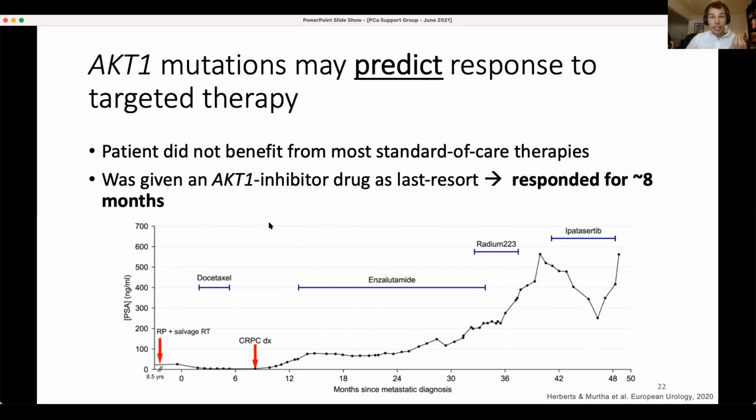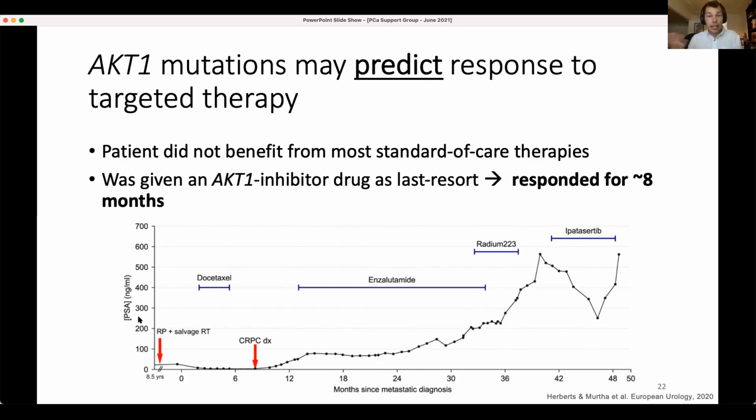On the basis of our blood test finding this AKT1 mutation, the patient was eventually given compassionate access to a drug called an AKT inhibitor. This is a drug called ipatasertib. And even though the patient had really aggressive pre-treated disease, the patient benefited for nearly 8 months on the basis of this blood test and being treated with ipatasertib. For late stage prostate cancer, this is a really remarkable amount of benefit, again, given that the patient didn't really benefit from the usual standard of care therapies.